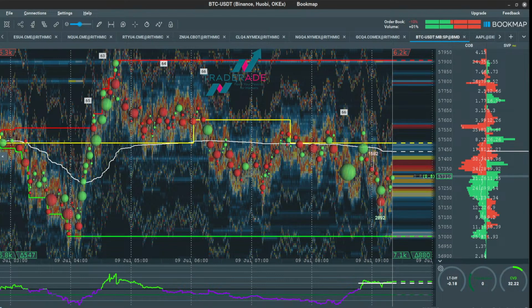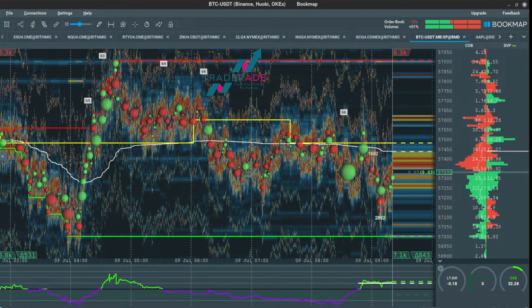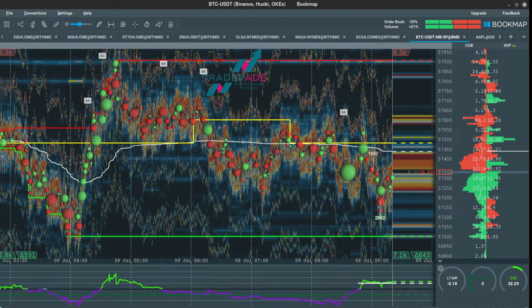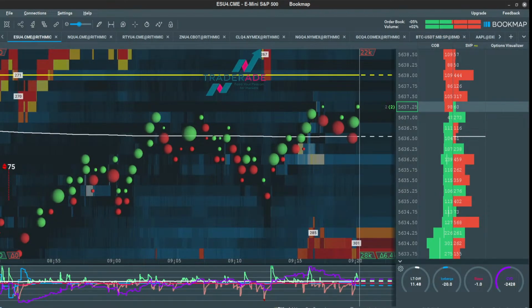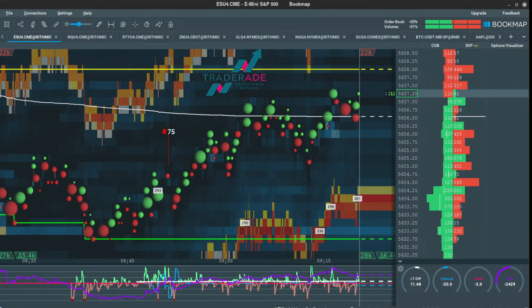Ahead of the open, we have a market on open imbalance of about 44 million to the sell side on the S&P. We'll keep an eye on that as we approach the opening bell in just under 10 minutes. Let's circle back to the S&P here, where that bid is growing just a little bit ahead of the open.